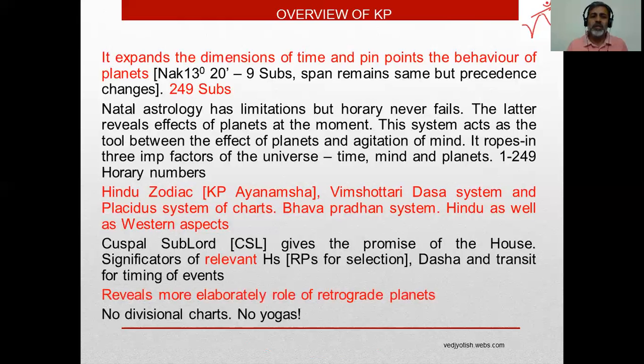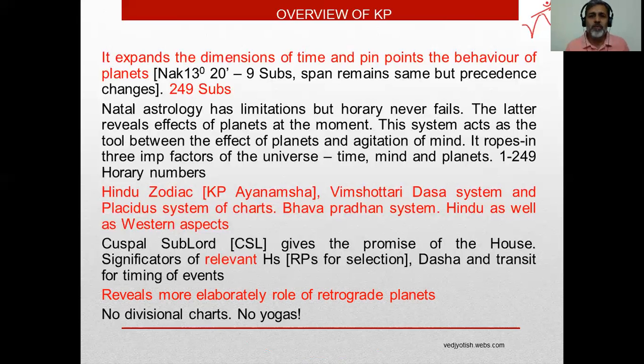There are no divisional charts and no yogas whatsoever used in this system. The 1,000 yogas or 1,500 yogas which are used in the traditional system are not used here. Not for a moment I am saying that the divisional charts or the yogas are redundant. Not for a moment I am saying that whatever the sages taught for centuries is incorrect. However, that is to be used in that traditional way of studying the charts and not used in this system of studying the charts.